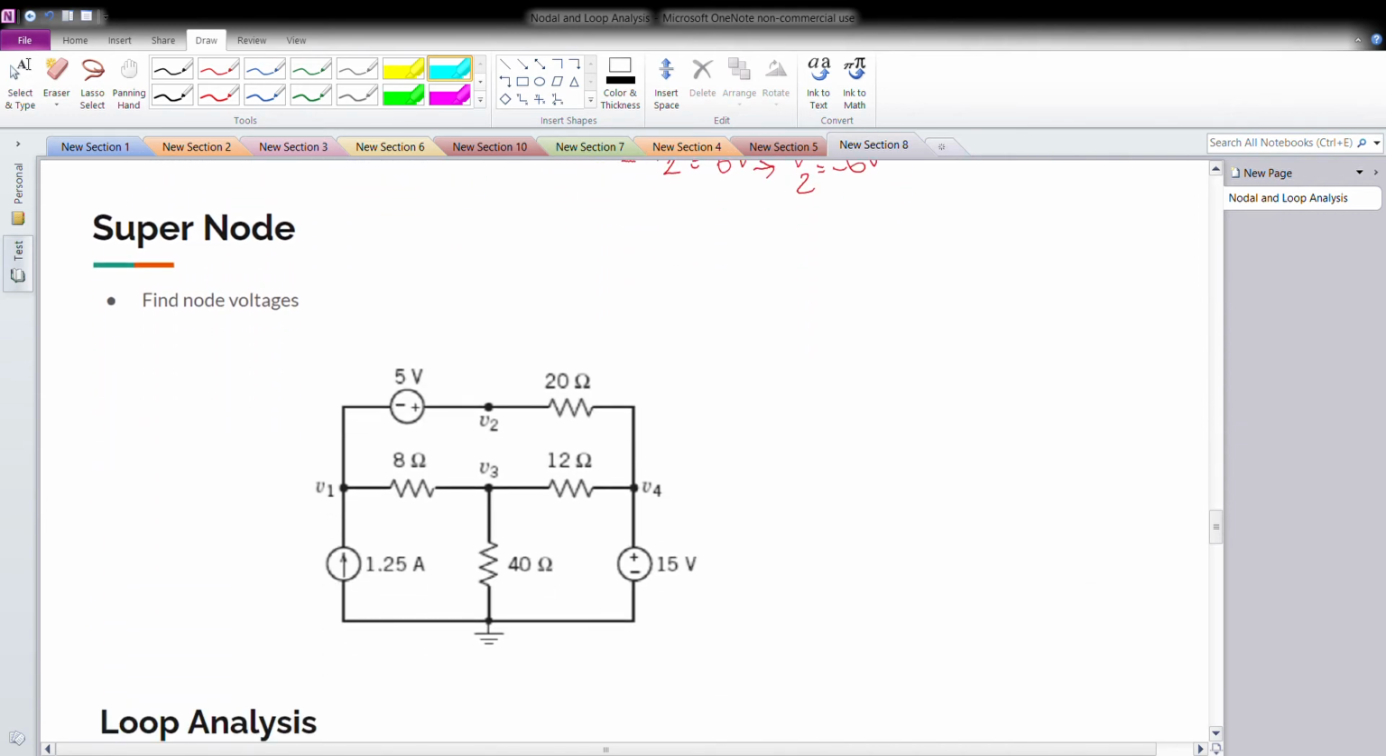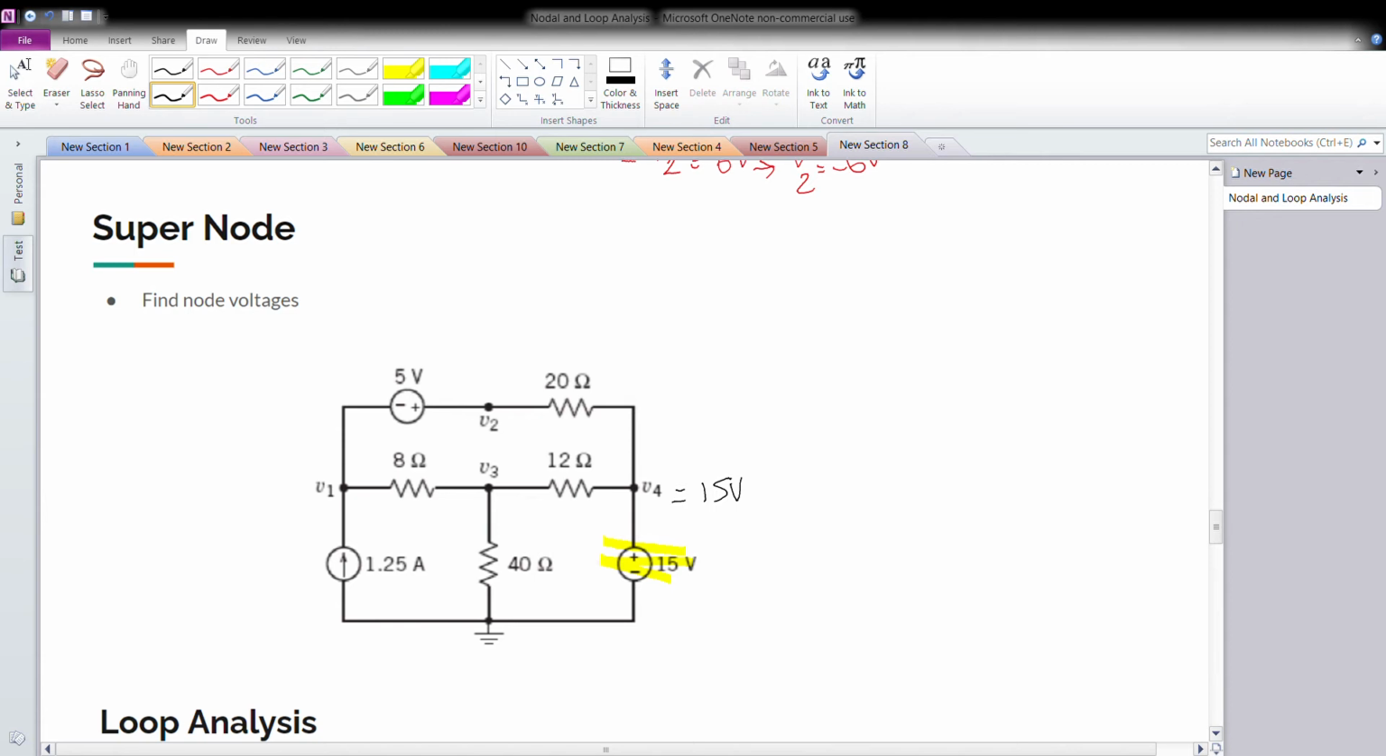Okay, so let's look at this scenario. We have this circuit. It's asking us to find the nodal voltages. First thing I'm going to look at is, do I have any voltage sources that on one end are connected to a node, and on the other end connected to ground? Yes, I do. It's this one. So I can easily say that V4, because the positive side of the 15 is connected to V4, is going to be equal to 15 volts. What that does for me is it saves me from writing one KCL equation, because I already know the value of V4. So now I have to solve for V3, V1, and V2.